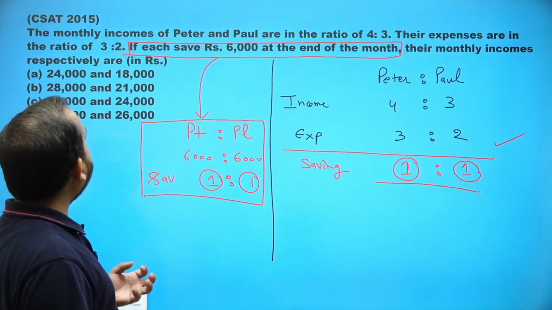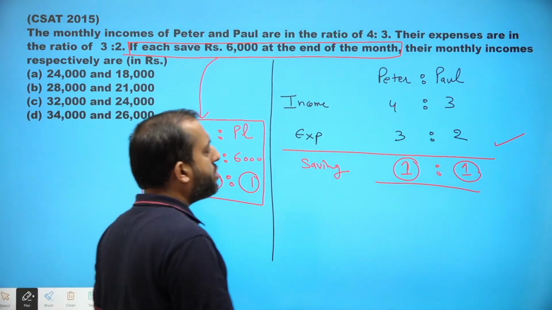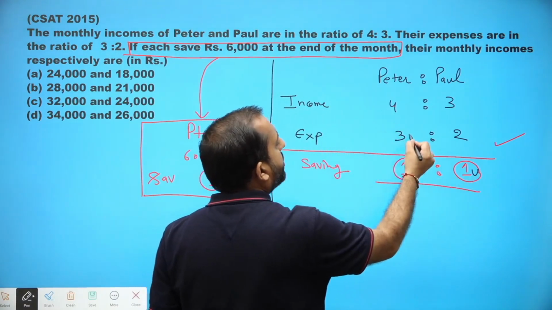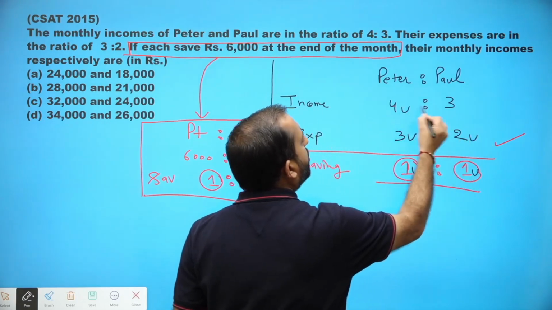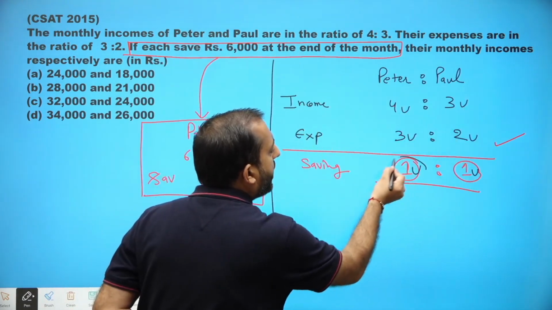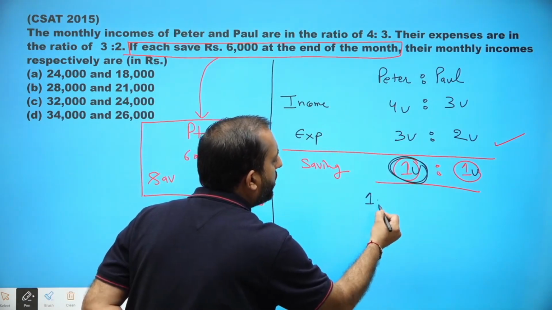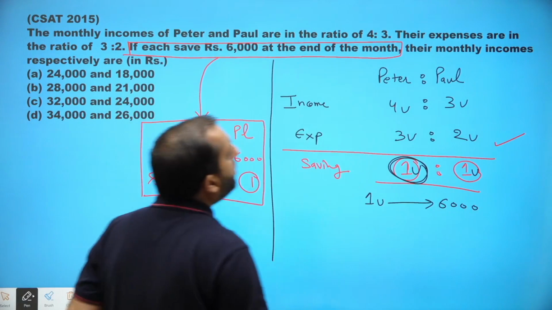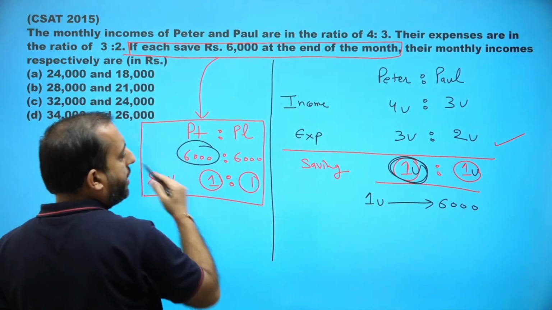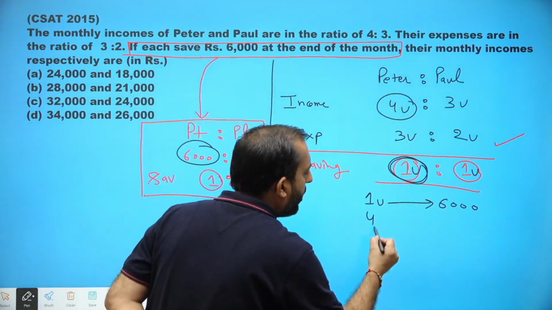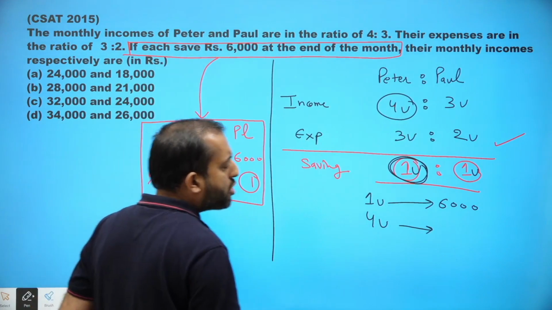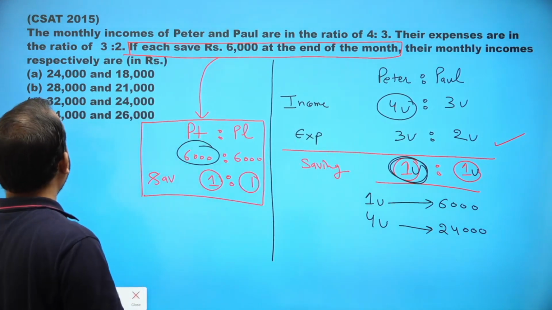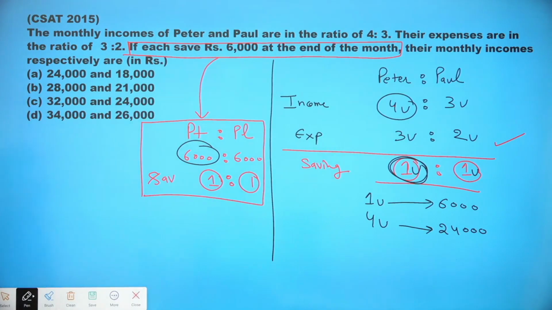Now their monthly incomes respectively. Over here you can assume that the savings of Peter is 1 unit, so the savings of Paul is 1 unit. Expenditure is 3 units, over here it is 2 units, and incomes are 4 units and 3 units. Now I can see the savings of Peter is 1 unit in ratio, and in actual it is 6,000. What we are looking for is the monthly income of Peter, which is 4 units. So 1 unit corresponds to 6,000, so 4 units will correspond to 24,000. So I can see option A is the right choice here.